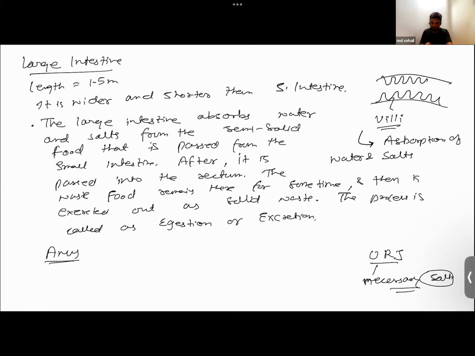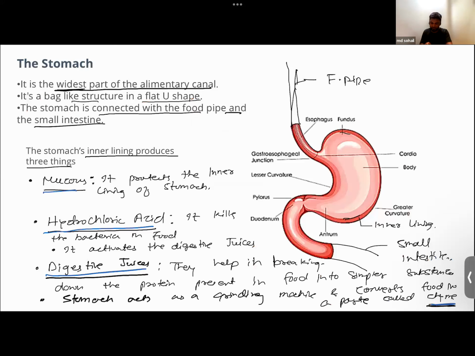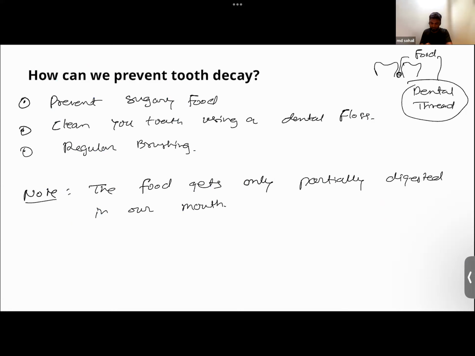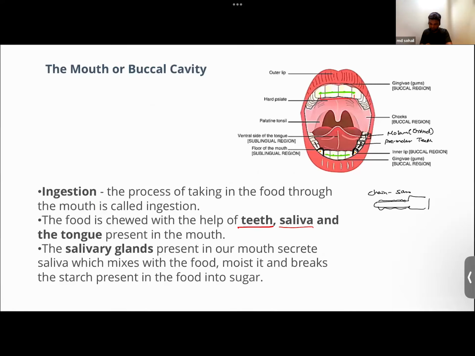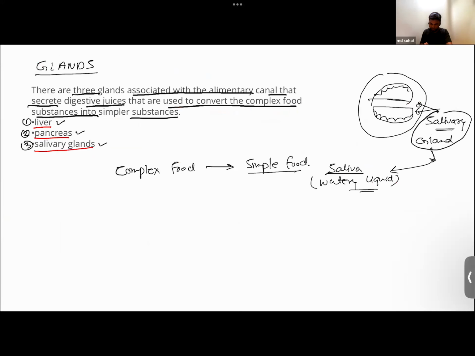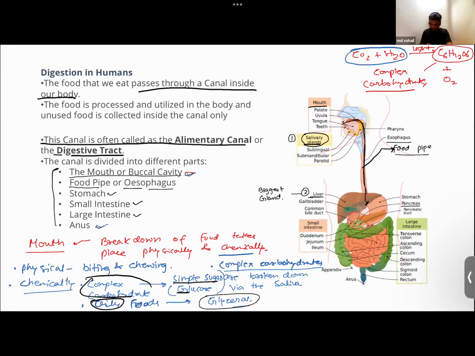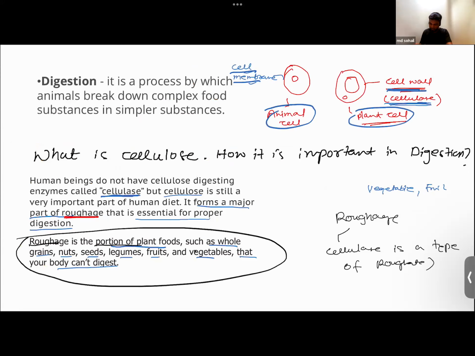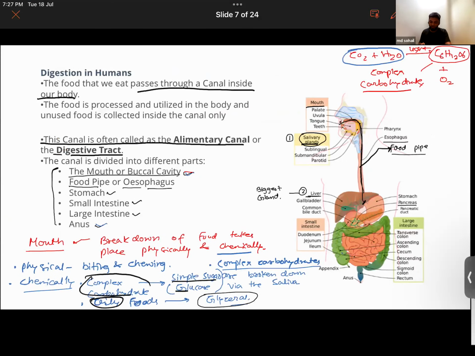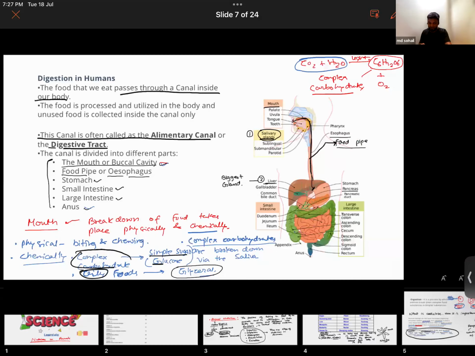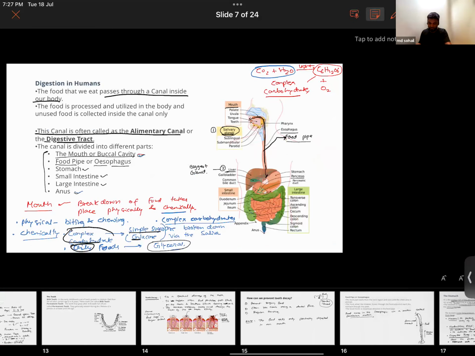See over here, that was called cellulase. In which part did I tell you about this? Yes, see over here, cellulase. Human beings do not have cellulase. Someone might ask you this question as well, so it's better to know the name of the enzyme required to digest cellulose. That is cellulase. Hope you guys will remember that.